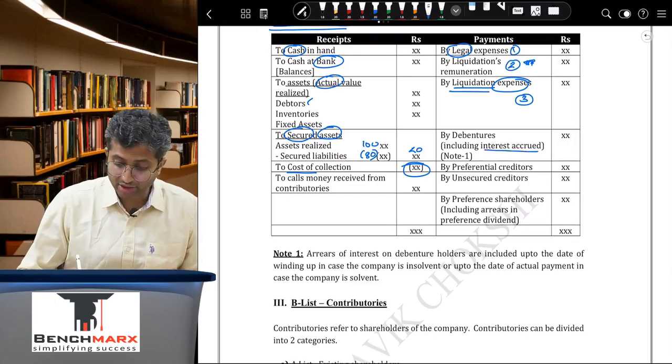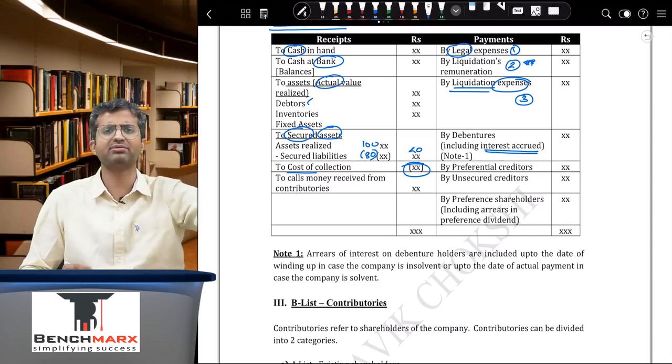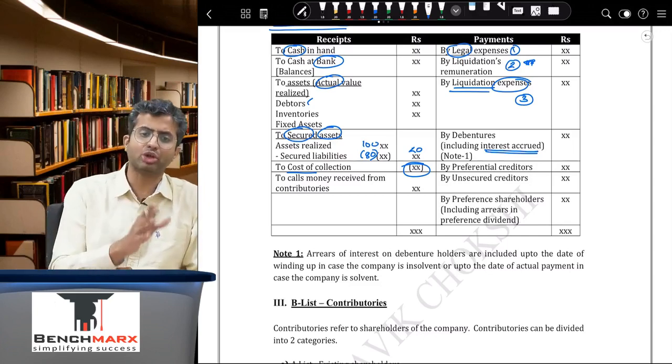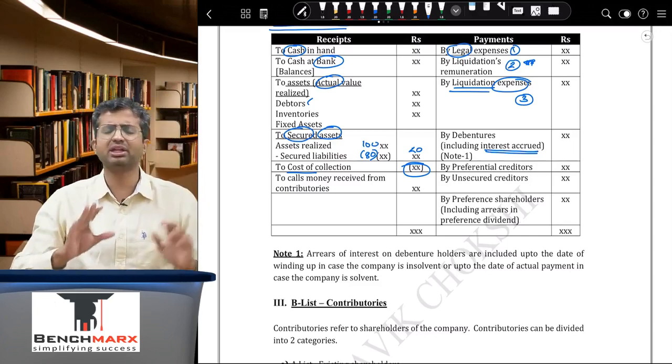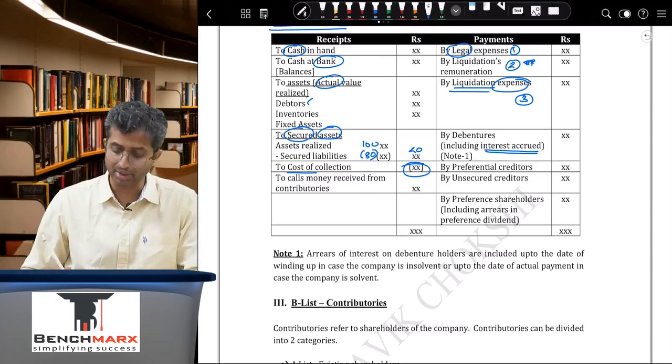When we look at accrued interest, till what date will the interest accrue? Well, till the date of final payment of the debentures if the company is solvent, and if the company is insolvent, then up to the date of winding up. If nothing is given, you will take the interest up to the date of the final payment to the debentures.